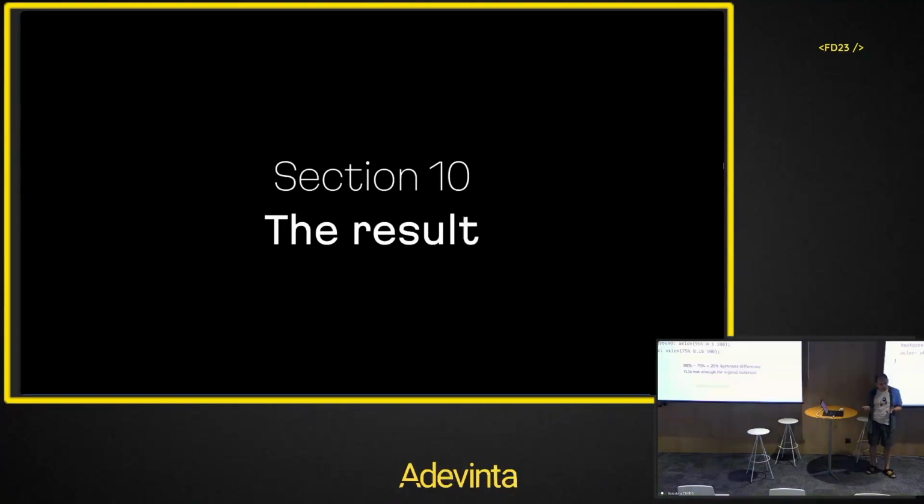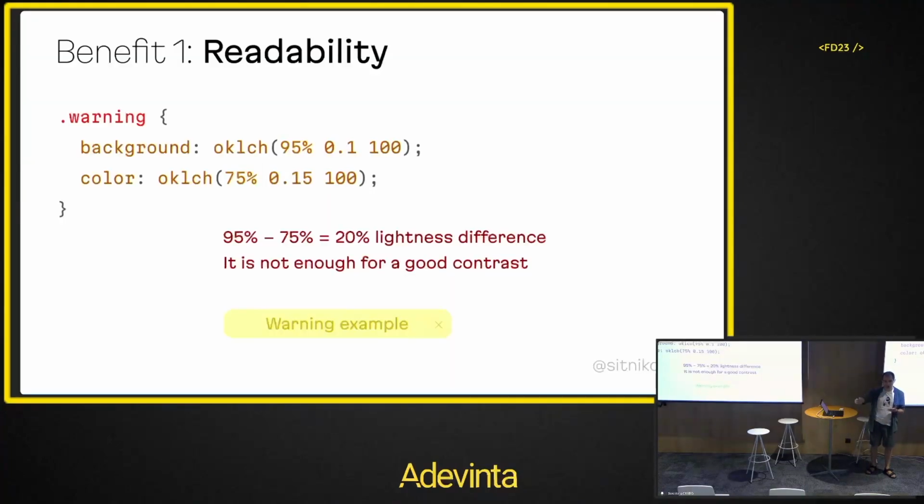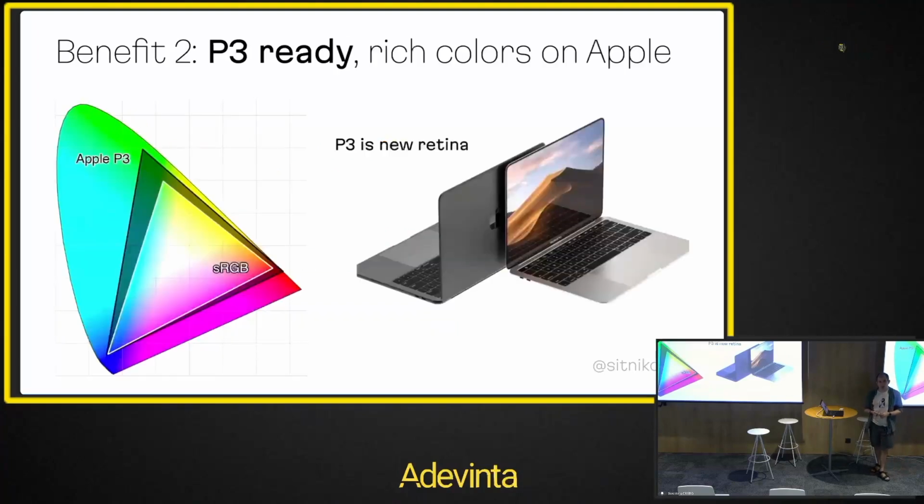So what will we have if we switch our website to OKLCH? First, we will increase the code readability, because we will be able to find contrast issues just by looking at the numbers. Here there is a wording, and you see 95%, 75%, it's about a 20% difference. It's not enough. And if we render it, it's really not enough. It's hard to read. The second one, your websites will be ready for P3 colors, and this is a big thing right now.